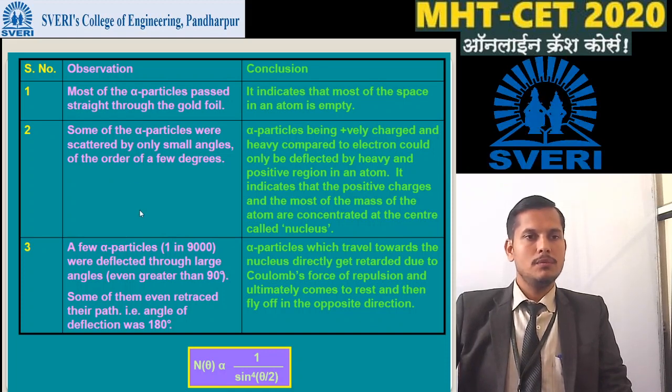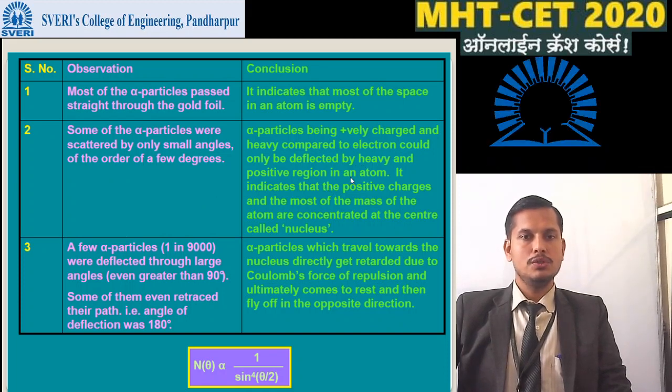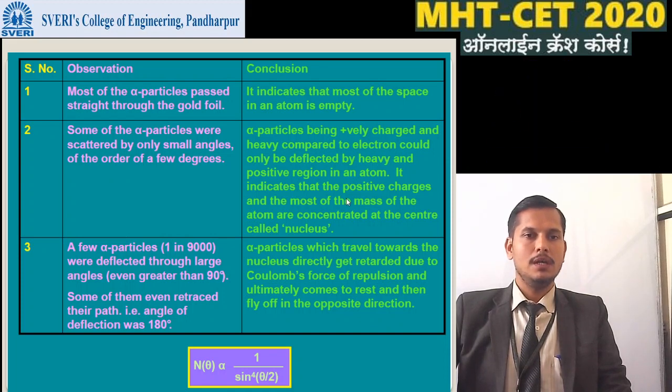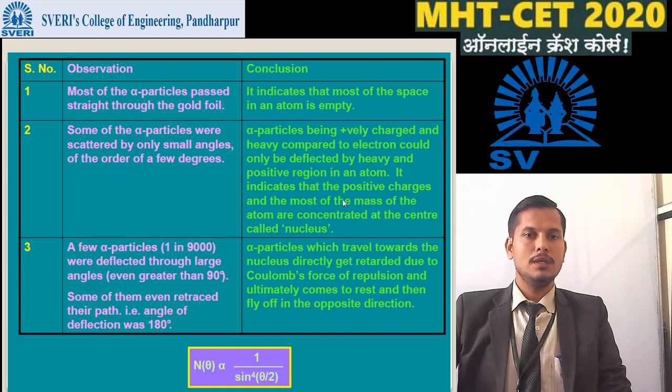Next observation, some of the alpha particles were scattered by only small angles of the order of a few degrees. What is the conclusion? Alpha particles, being positively charged and heavy compared to electrons, could only be deflected by a heavy and positive region in an atom. It indicates that the positive charge and most of the mass of the atom are concentrated at the center, called the nucleus.